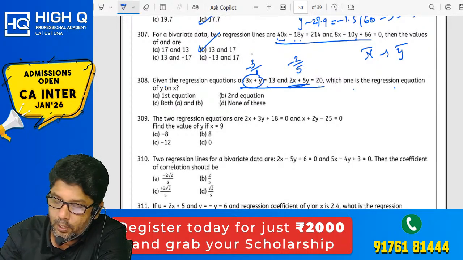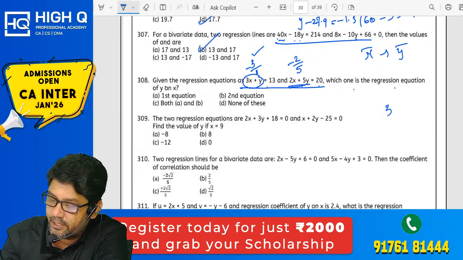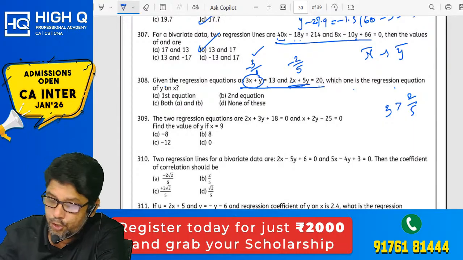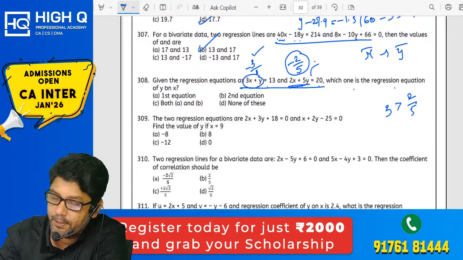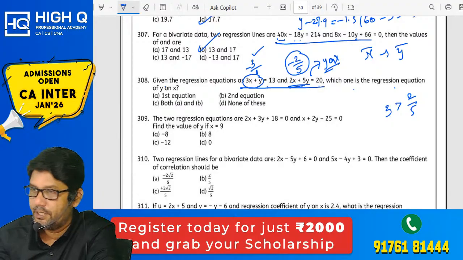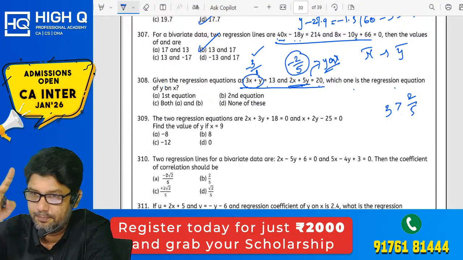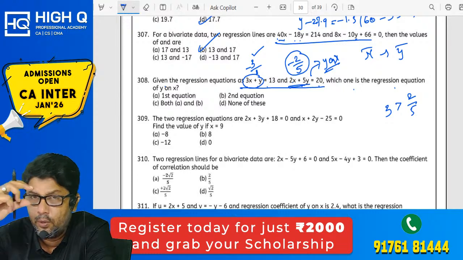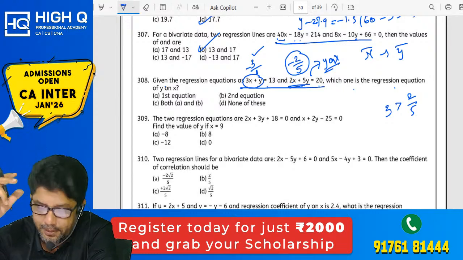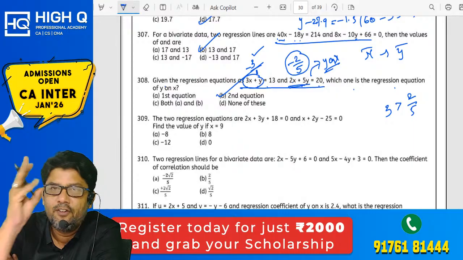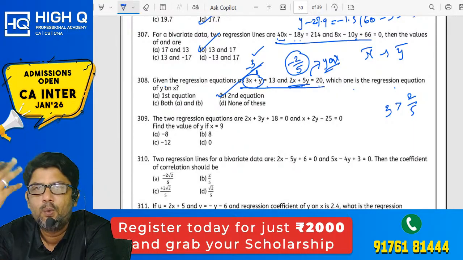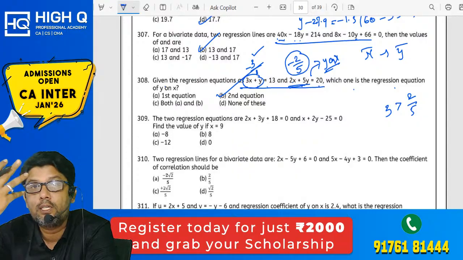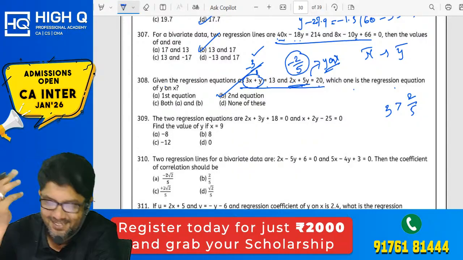Now, compare only the magnitudes. What is here? 3. Here 2 by 5. Here 2 by 5 is less than 3. Am I right, my dear? So whichever is lesser is going to be my y on x. Whichever is smaller, see, don't consider negative sign. Only the modulus value to be taken. So second equation is our answer. Find the slope, compare the magnitudes. Whichever is smaller is our y on x. Then what is x on y, sir? The other one is x on y.